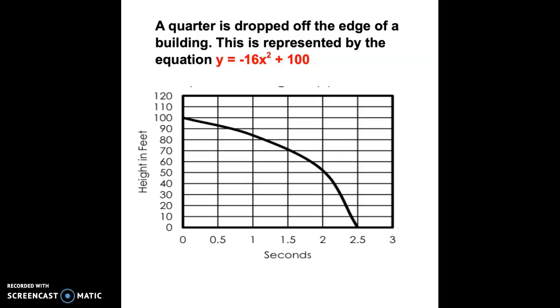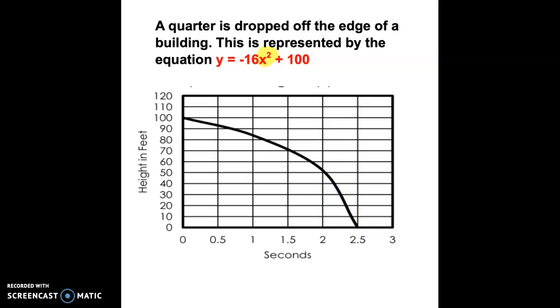Hopefully you said that you know this is a quadratic equation because of this x squared term. When you have a variable raised to the second power, like we have our x raised to the second power here, that's how we know that we have a quadratic equation, that the graph is going to be a parabola. This one here is a little bit different than any of the quadratics we've looked at before because we're used to seeing the whole parabola. We're used to seeing it go up, up, up, reach the vertex, and then come back down. This one is different though because they're not throwing the quarter up into the air, they're just dropping it. So we're only seeing half of that parabola.